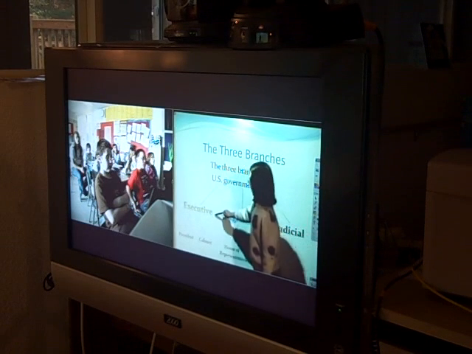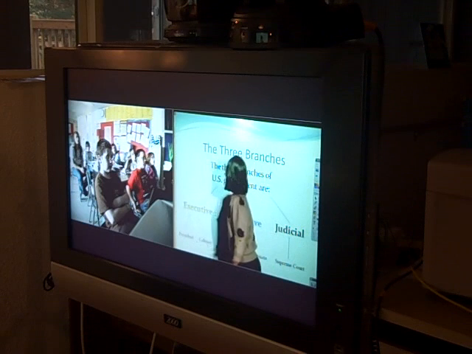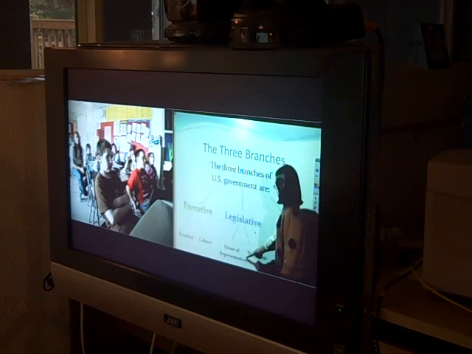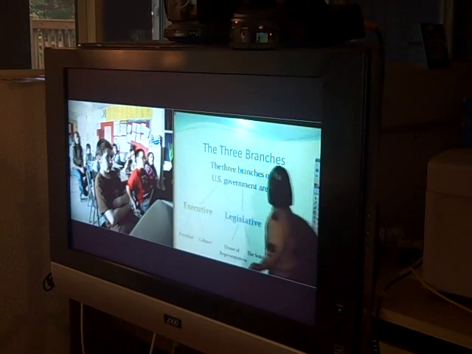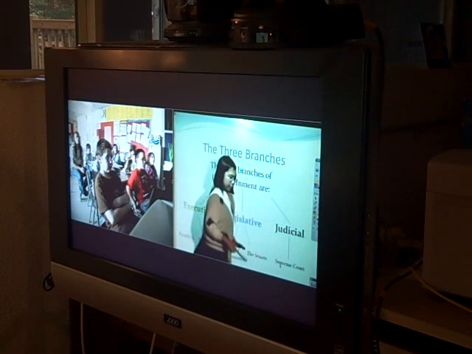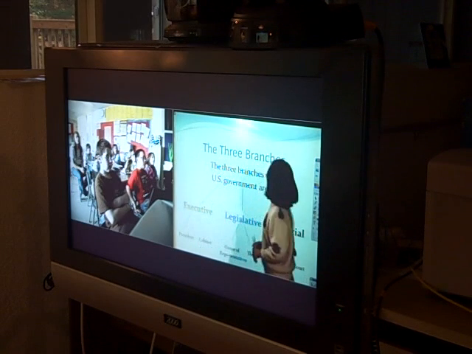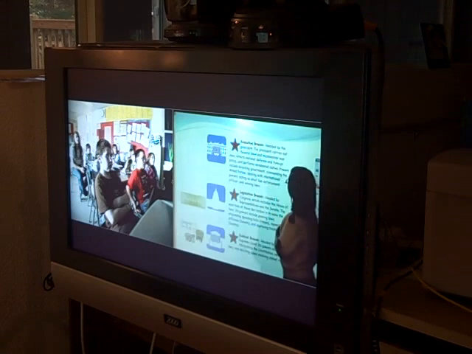And the executive is comprised of the president and his cabinet. The legislative is comprised of the House of Representatives and the Senate. And the judicial is comprised of the Supreme Court. So that is what is inside each of the branches.